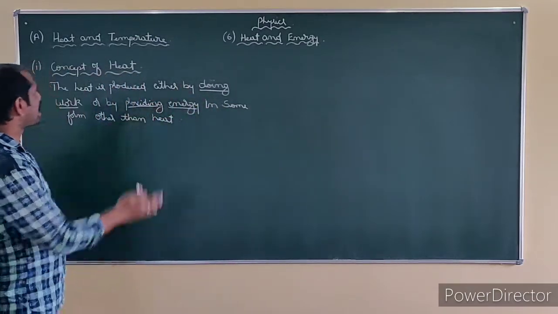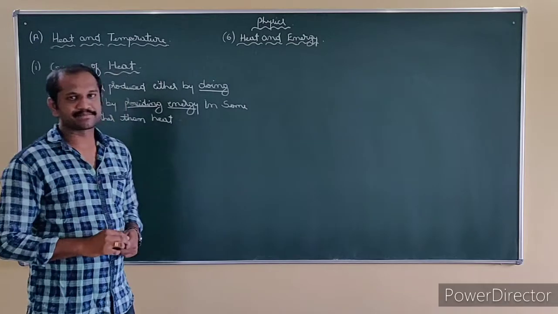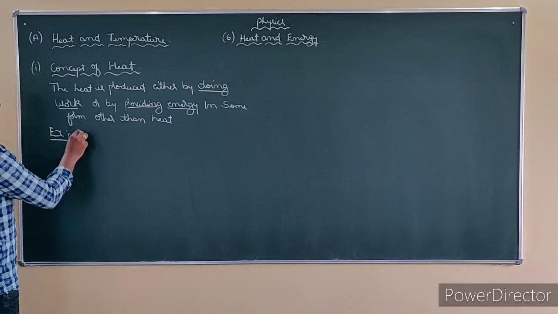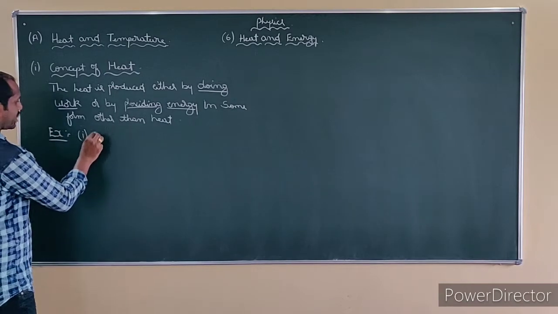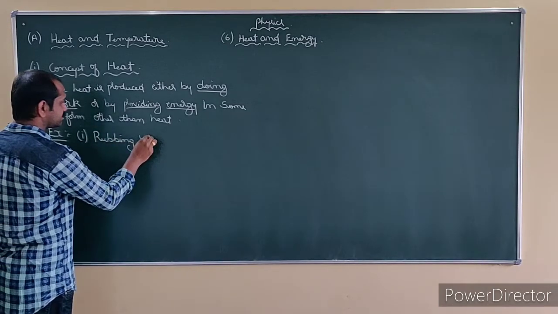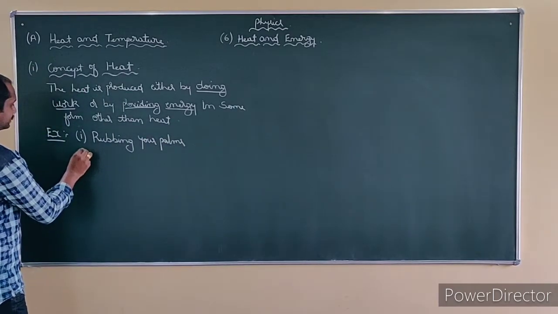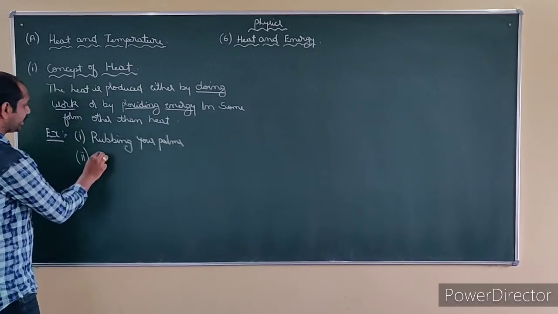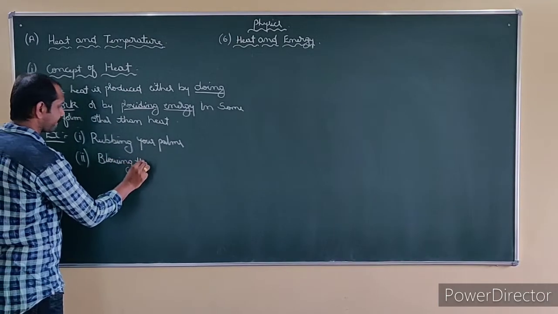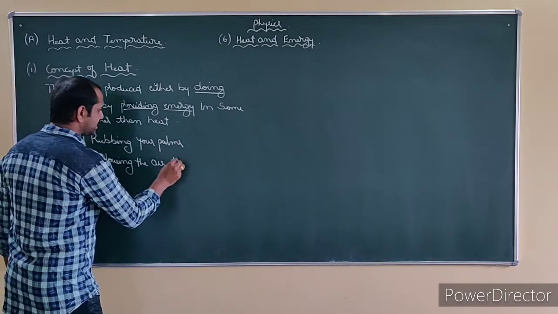To explain how heat is produced by doing work and by providing energy, let me consider examples in each case. First, consider an example of rubbing your palms. Second example, blowing air to the bicycle tube.